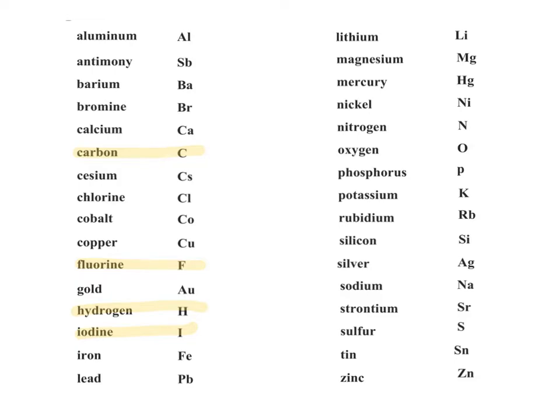So we start by looking at carbon, fluorine, hydrogen, iodine, nitrogen, oxygen, phosphorus, potassium, and sulfur. Each of those has one letter only, and it will be a capital letter. Just focusing on those, I want to talk about them a little bit more.